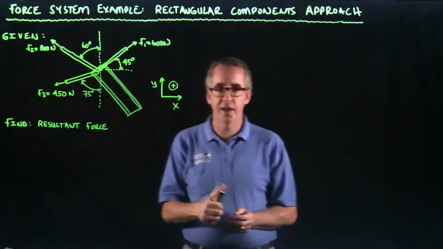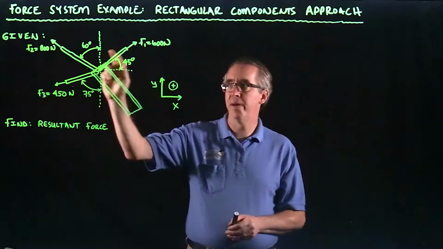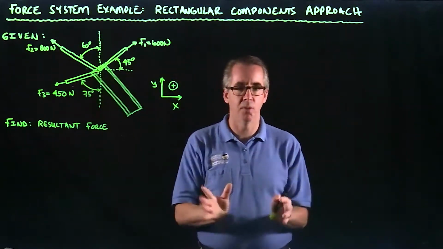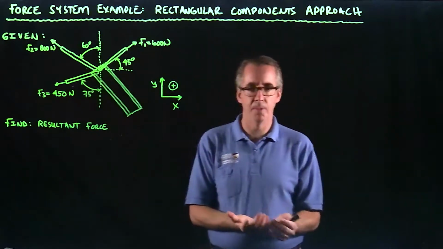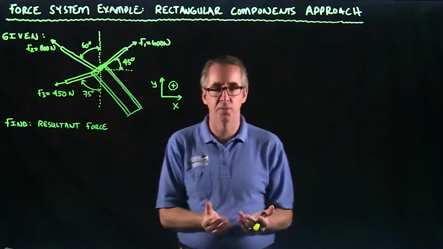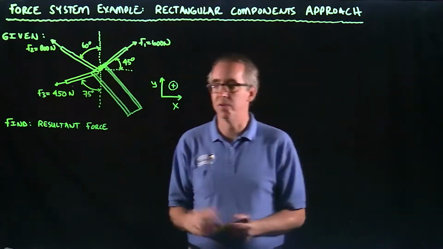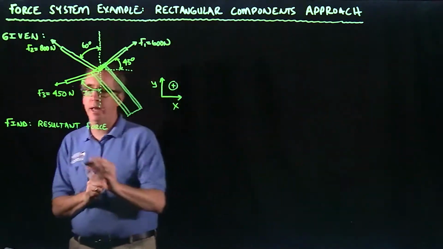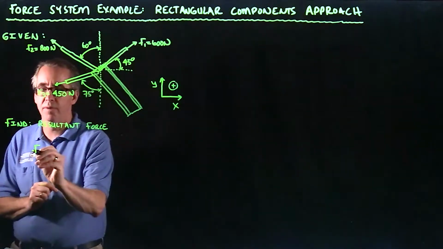So the approach that we're going to take is we're literally just going to go force by force, and we're going to write down the x and y components of this, and then just sum up all the forces in the x, sum up all the forces in the y, and see what we have for our resultant. So I'll go ahead and start over here with the F1 force.